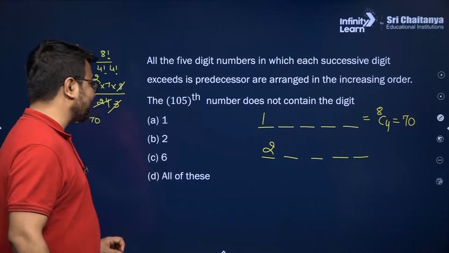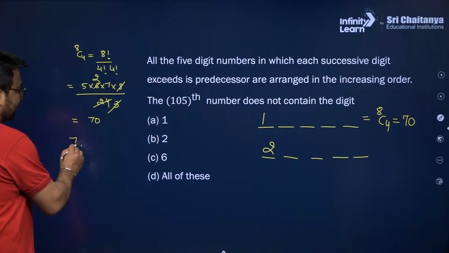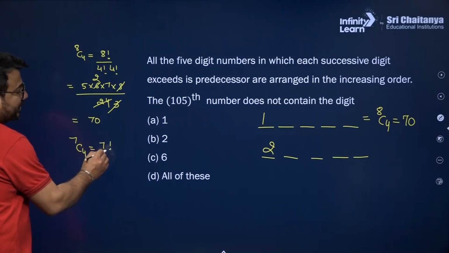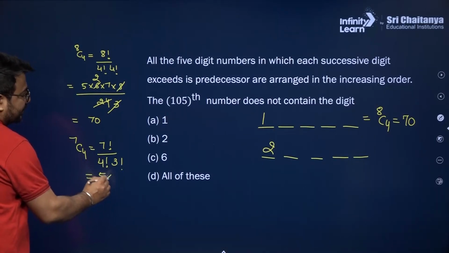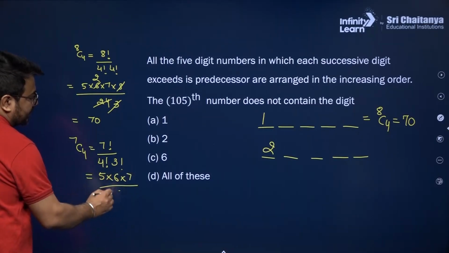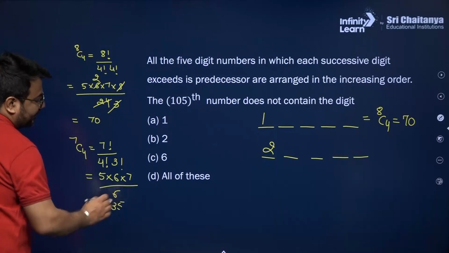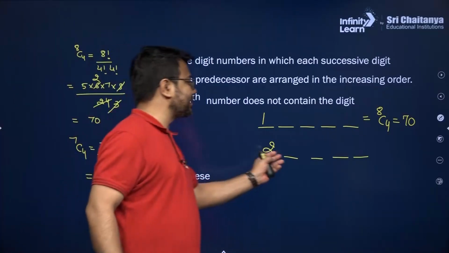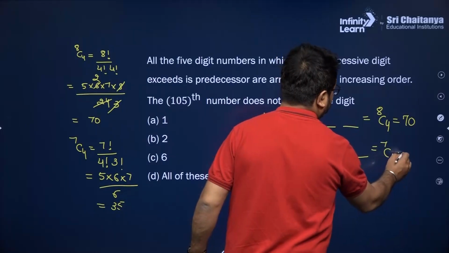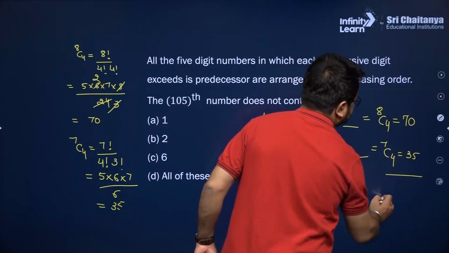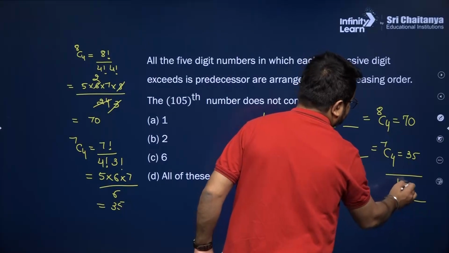Now we are left with 7C4. So this will be converted to 7 factorial over 4 factorial, 3 factorial. This is written as 5 into 6 into 7 over 6. So we are left with 35. That means all the numbers starting from 2 number 7C4, which is 35. And 70 plus 35 will be 105.